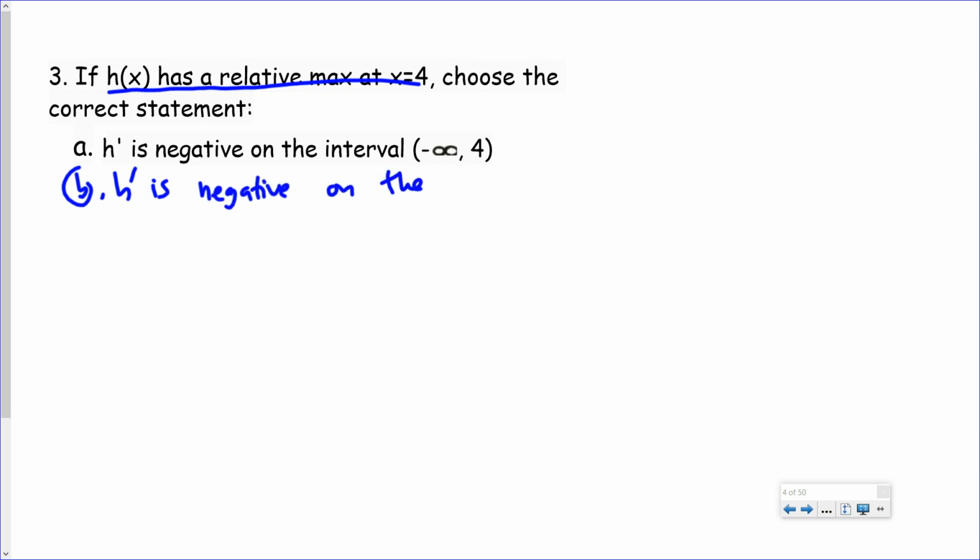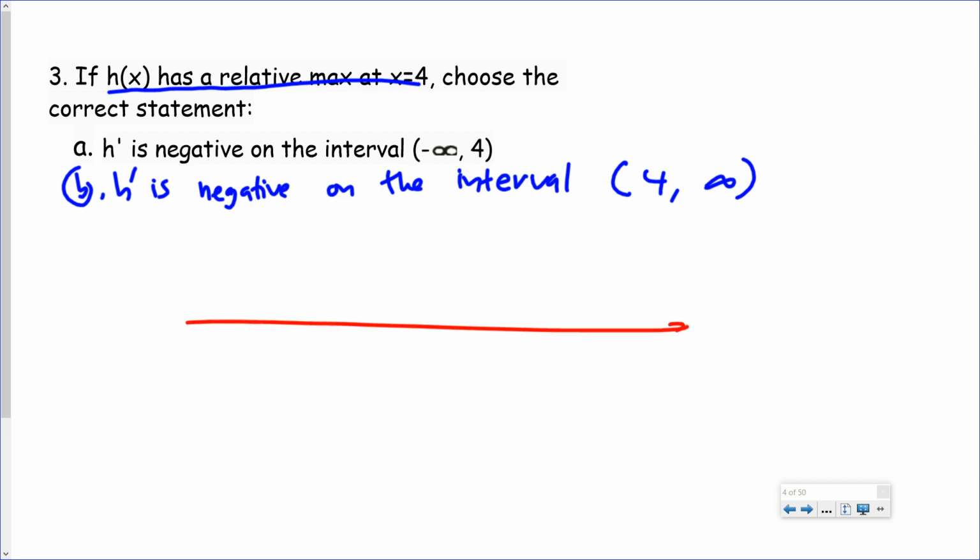There should be a multiple choice. Sorry about this, I erased it. On 4 to infinity. So between these choices, which one is true? Is h prime negative from negative infinity to 4, or is h prime negative from 4 to infinity? Let's draw a number line. I'm going to draw this h prime number line. Do you see what you'd use for your critical point?